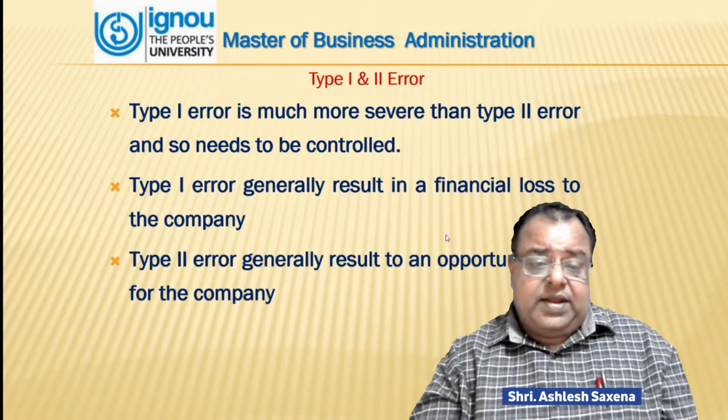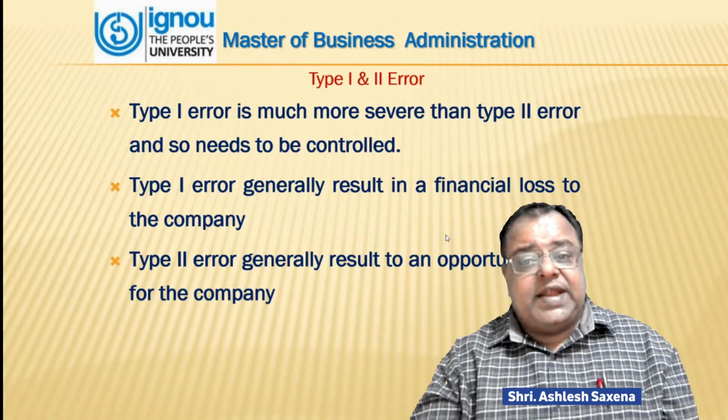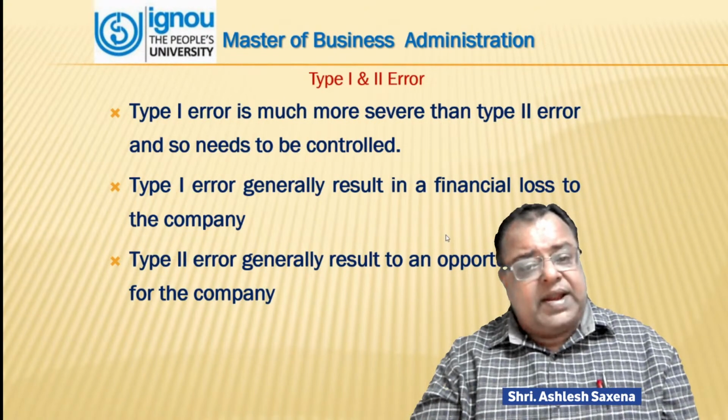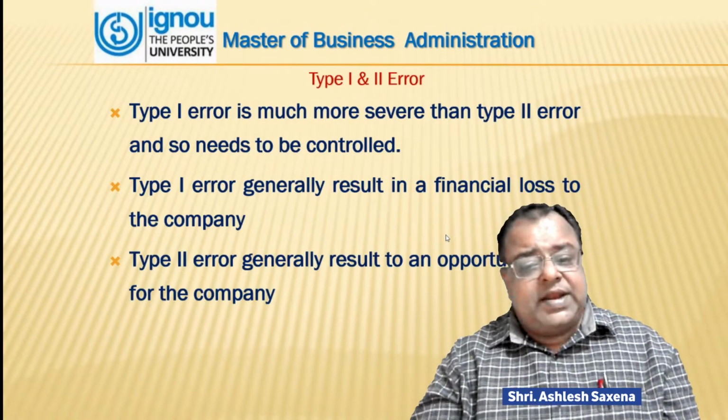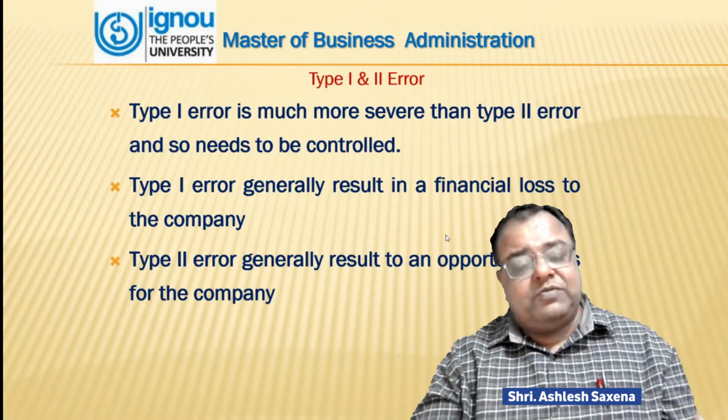Type 1 error is much more severe than type 2 error and so needs to be controlled. Type 1 error generally results in a financial loss to the company, whereas type 2 error generally results in an opportunity loss for a company.